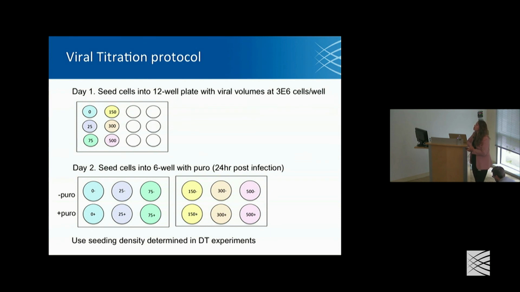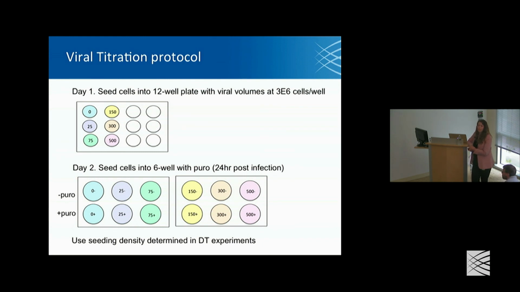For Achilles, we actually seed 3 million cells per well into this 12-well on day 1. You might find that your cells don't like to be that dense, or that your cells are really hard to infect. You might want to choose a different density for that initial day. Day 2, you're going to harvest and seed cells into your 6-well with puromycin at these differing doses of virus, and you're going to do that at 24 hours post-infection.